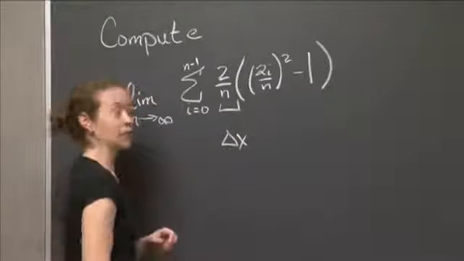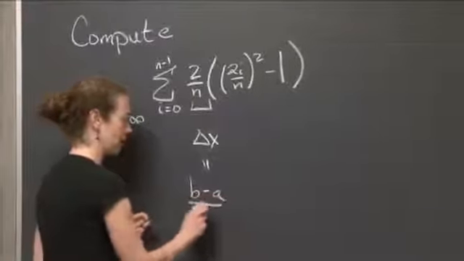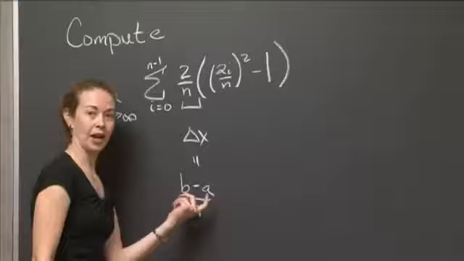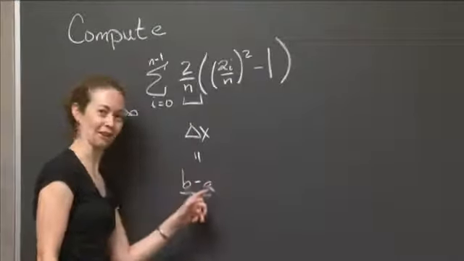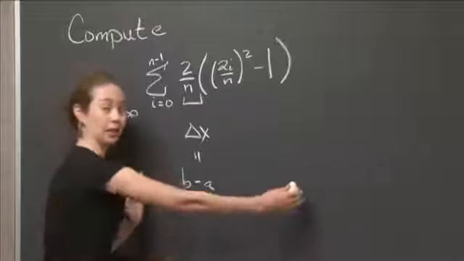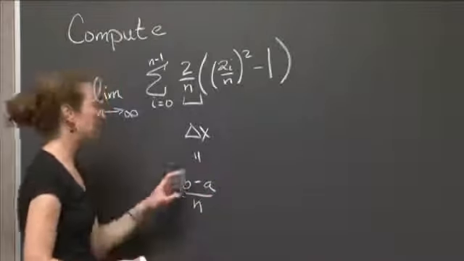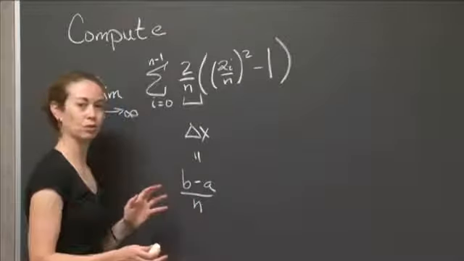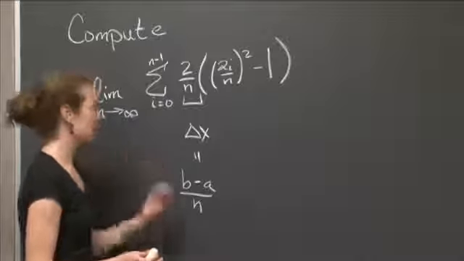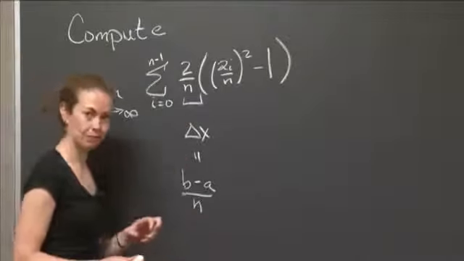So delta x being equal to 2 over n, we know delta x equals (b minus a) over n, where b and a are our right endpoint and our left endpoint. Right? We integrate from a to b. So b minus a is the length of the interval. So this is really dividing up whatever interval we're integrating over into n equal subintervals. So that's my first thought, that (b minus a) over n is equal to 2 over n.